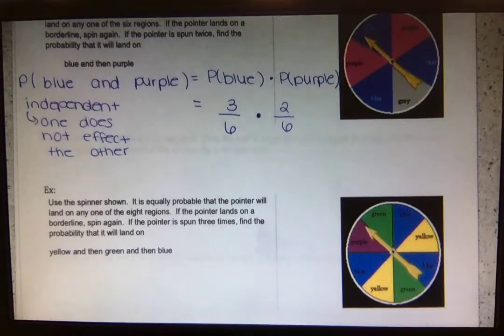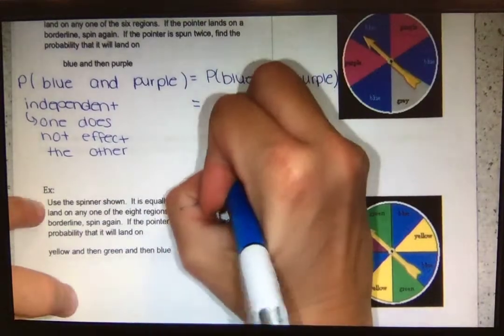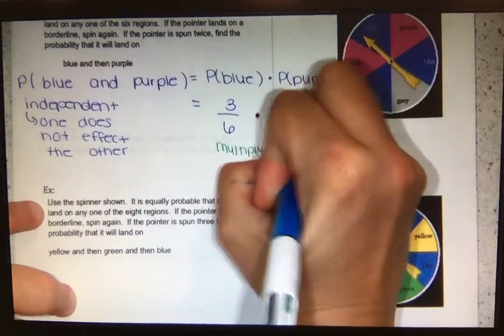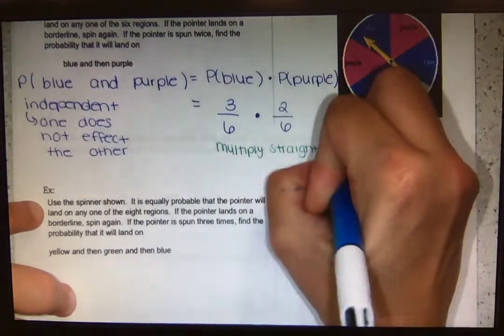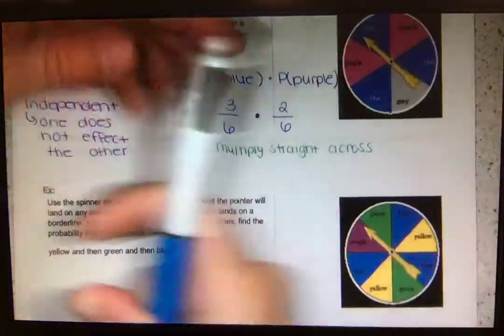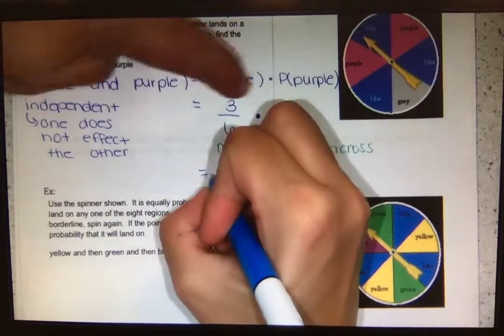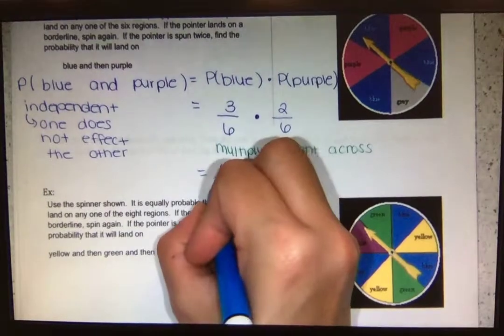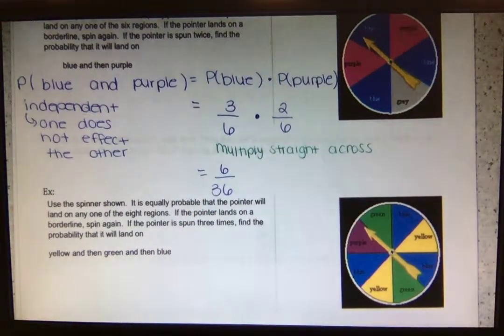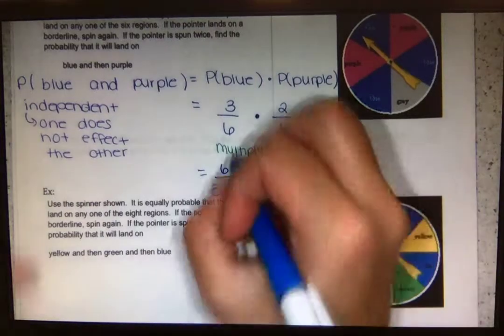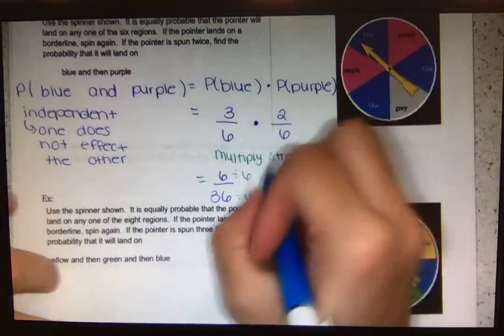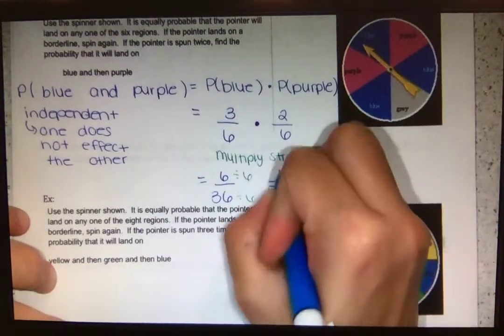We are multiplying fractions, so we're going to multiply straight across. So we get 3 times 2 is 6 over 6 times 6 is 36. How can we reduce 6 over 36? Yeah, they both have a 6 in common, so we can divide out a 6 from the top and the bottom. And we are left with our final answer of 1/6.